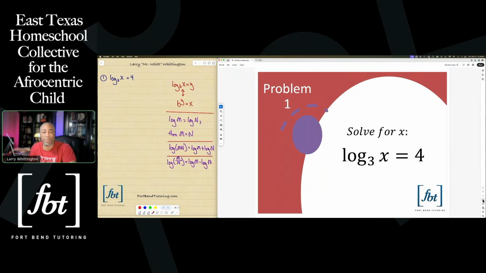So what we'll have in problem number one is the following. We have log base 3 of x equals 4. So this is a perfect example to show you that you can use conversion from logarithmic form to exponential form in order to solve the logarithmic equation. So I'm going to start with the base of 3 from our logarithm raised to our result of 4 is going to equal the argument, which in this case is x.